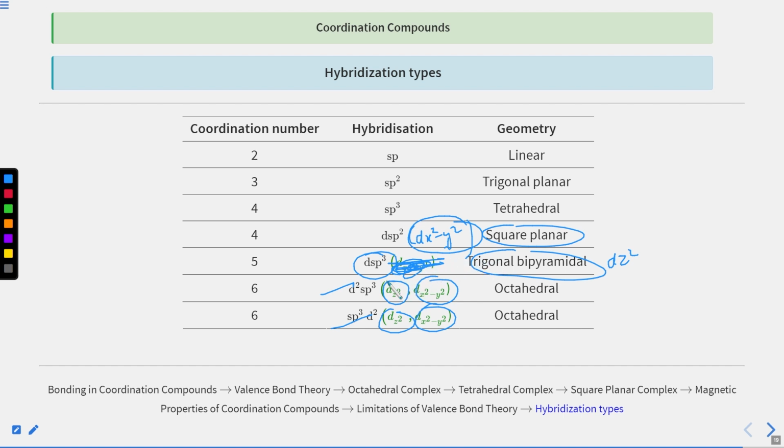Clear? With this, I end my lecture. We have seen valence bond theory completely, and in the next class we will move to a much better theory, that is the crystal field theory. For now we end this class. Okay, thank you.